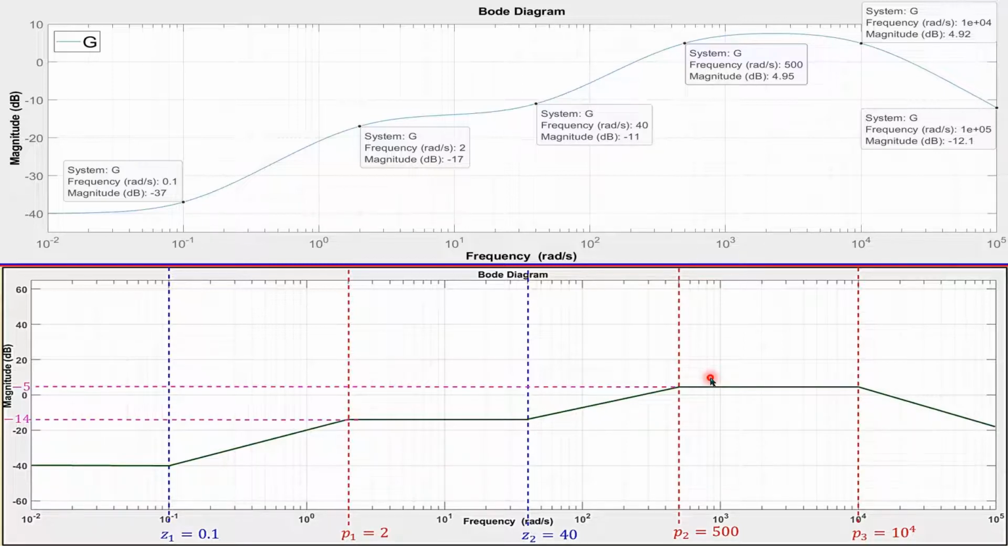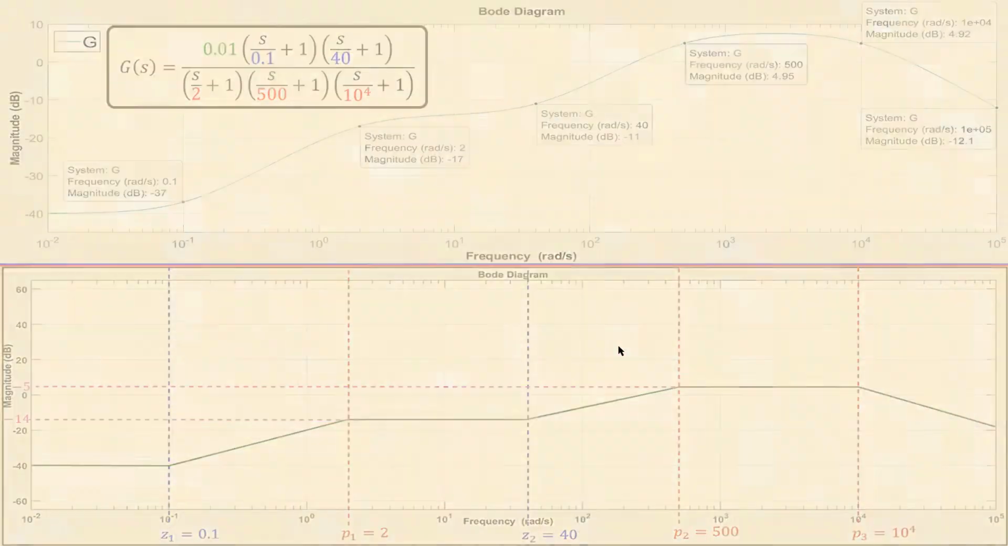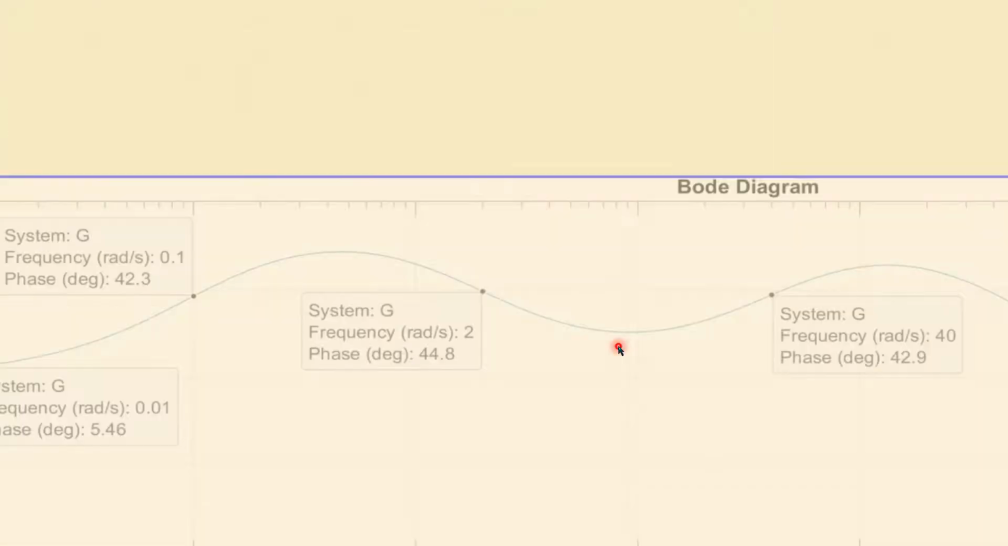In general, you can see the plot for the magnitude looks very similar to what we have determined. Of course, you need to also check the actual values, and that is indeed what we had. So it is approximately 5 at 500 radians per second, and for 10,000 radians per second, it's approximately 5. So we have all those things very close to what we have in the simulation. So we can say this is correct. Now we can also move on to phase.